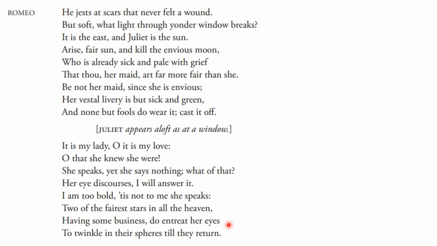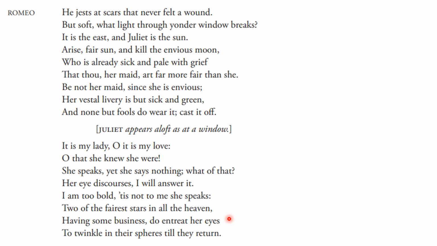He basically says, "Whoa, whoa, whoa, I'm too bold, I'm being too confident, she's not speaking to me." Then he continues talking about how beautiful she is, and says that two of the brightest stars in the whole sky had to go away on business, and they're asking her eyes to twinkle in their place until they return. Again, we have the reference to stars here. We also have the reference to her eyes and the beauty of her eyes, which we also looked at when they first met.